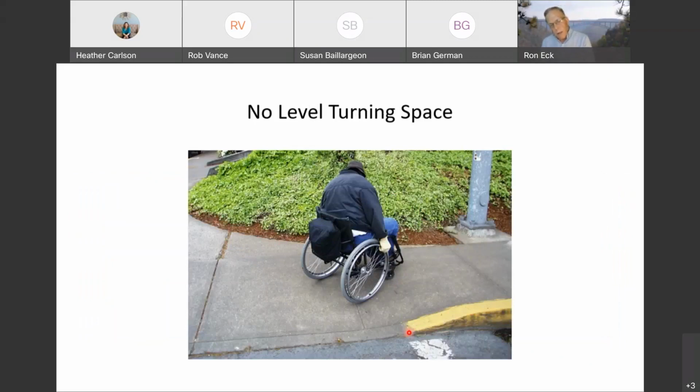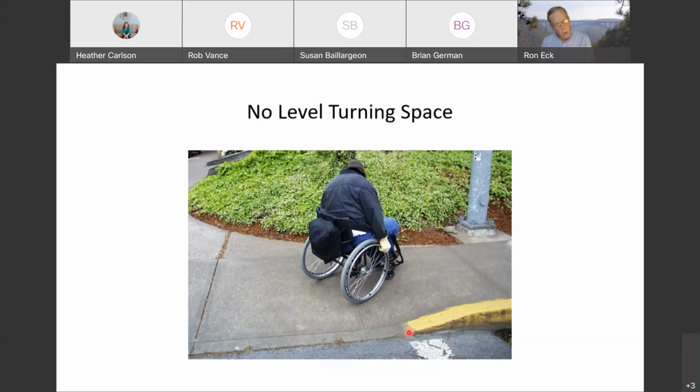No level turning space. There needs to be a level turning space. This static image does not convey the degree of effort that's required to make this maneuver, to try to move a manual wheelchair up a ramp and at the same time turn it. It takes considerable effort. And again, not everybody can do that. The reason this individual is wearing gloves is not because of cold weather, but because of the wear and tear that this seemingly simple maneuver does to the palms of one's hands.